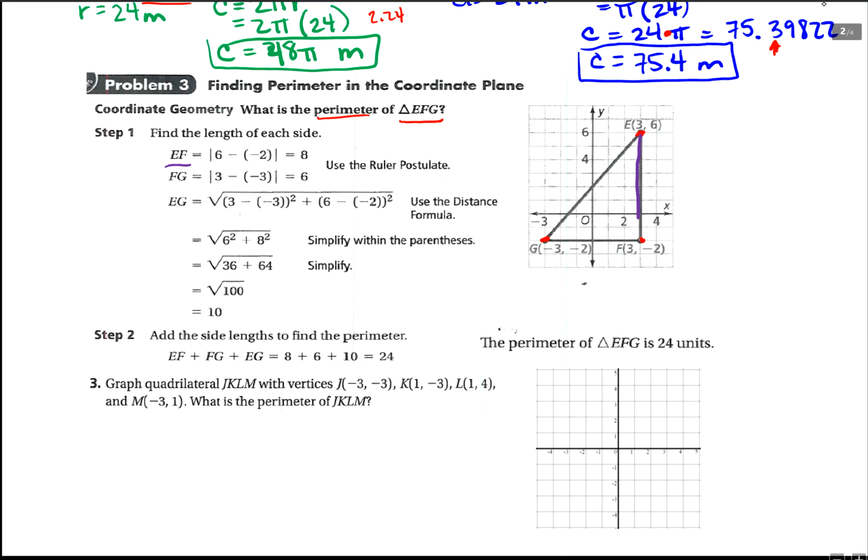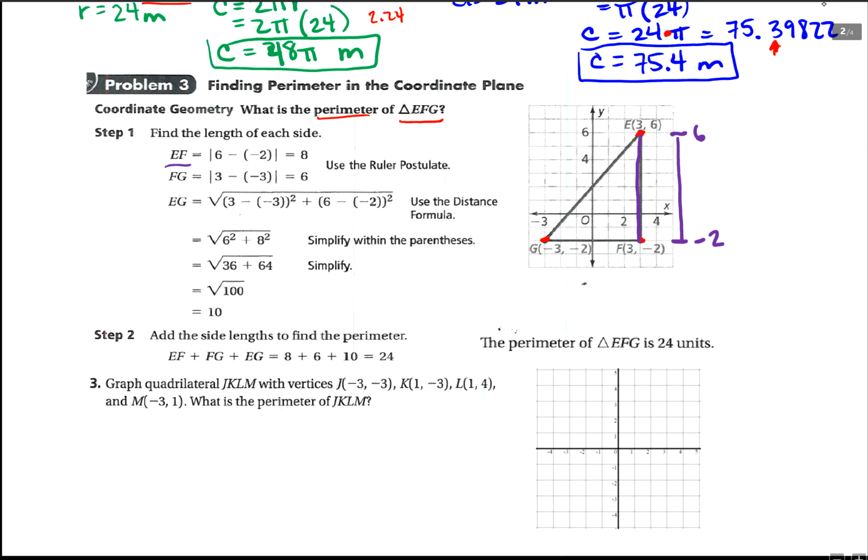EF goes from here to here. Now we could use the distance formula on that, but that is a vertical line. So I can use the absolute value of the difference. And I'm going from here to here, which is a value of 6 and a value of -2. So look, we do 6 minus -2. So this is 8 units long.